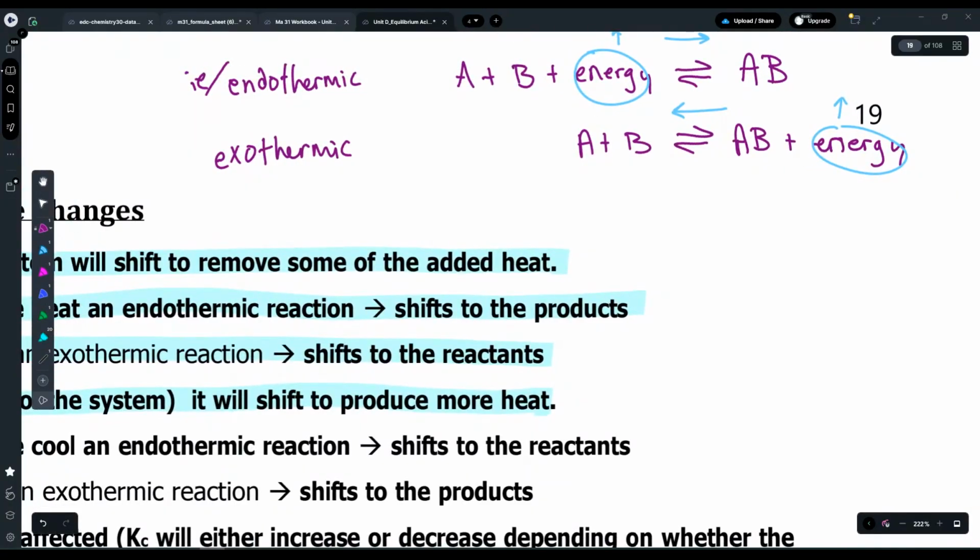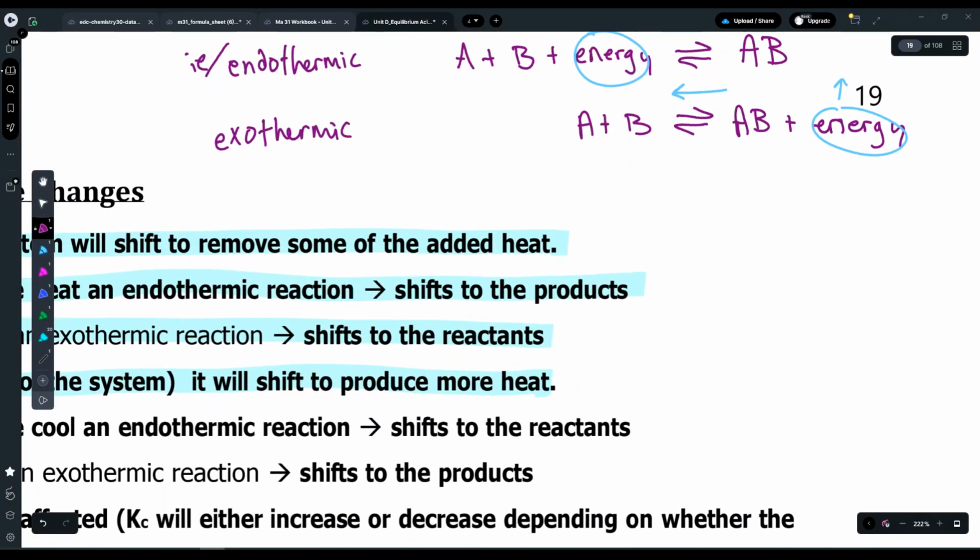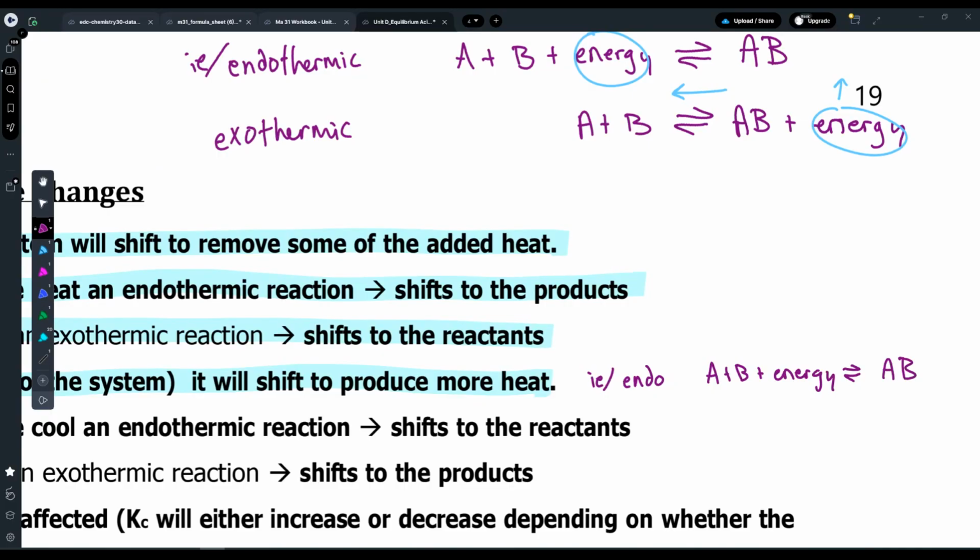Okay, so again, I'm going to write out the endo and exothermic reactions just to make this super clear. So the endothermic reaction, which I'm just going to abbreviate to endo, so A plus B plus energy gives us product AB. And then for the exothermic reaction, A plus B gives us product AB and energy.